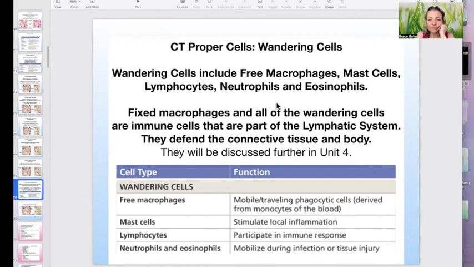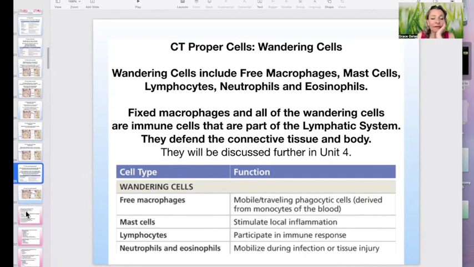Wandering cells include free macrophages, mast cells, lymphocytes, neutrophils, and eosinophils. All of these are cells of the immune system. And also, actually, fixed macrophages are cells of the immune system. And we're going to go back to them and learn more about them when we do our lymphatic system lecture way in Unit 4. The function of immune cells is to defend the body against pathogens.